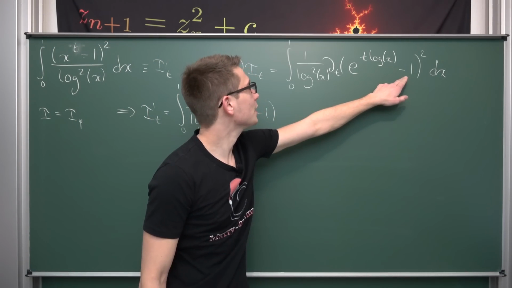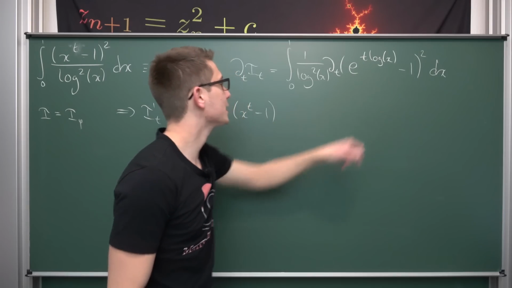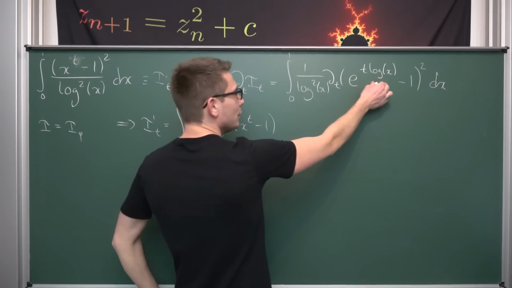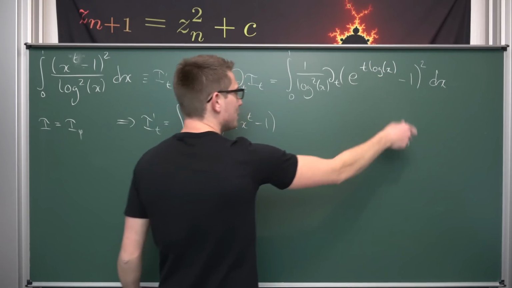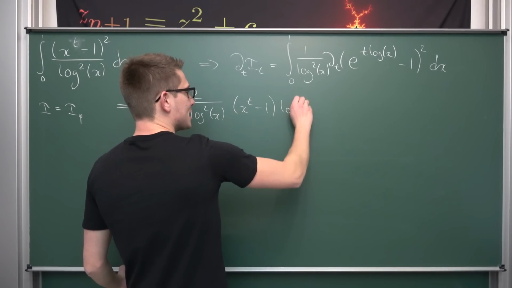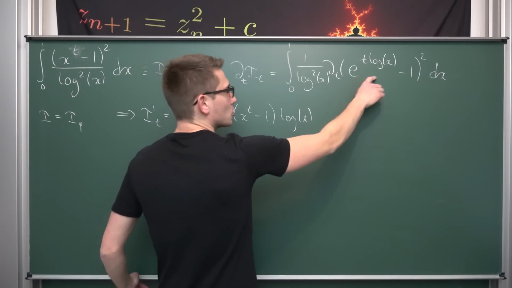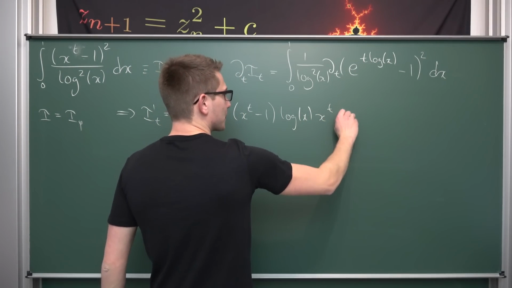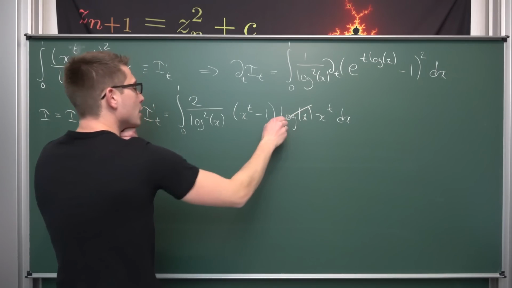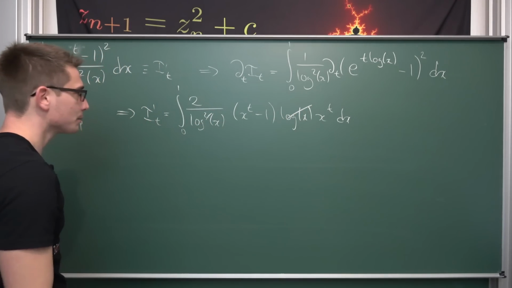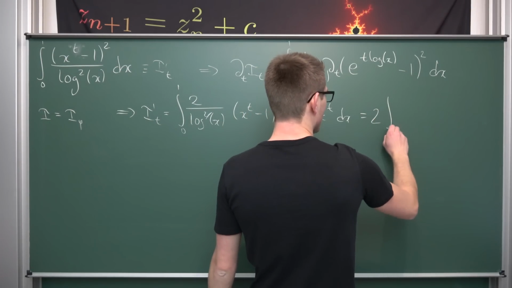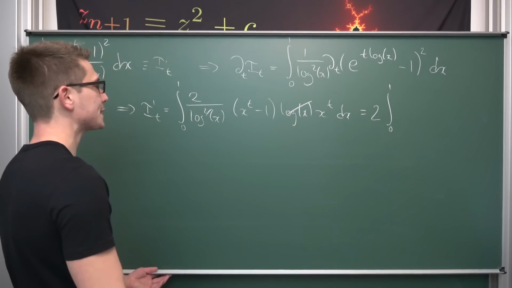Negative 1 is going to vanish, and the inner derivative of this thing is the derivative of that thing, giving us the log of x that we were seeking, but also we are going to multiply it with x to the t power dx. At least we got rid of one log of x, and now we got this ugly thing. So integral from 0 to 1, 2 times.